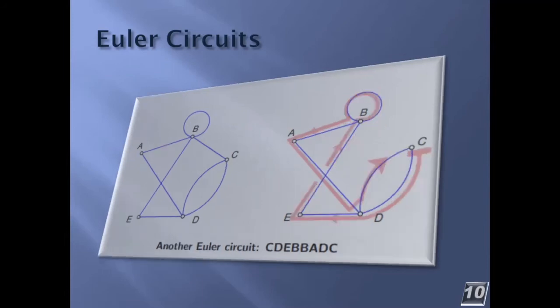Okay. This is another example of Euler circuit. We start our tour from C. We travel C, then C to D, then D to E, then E to B, and B contains a self loop. That's why B to B, and then B to A, then A to D, and D to C.